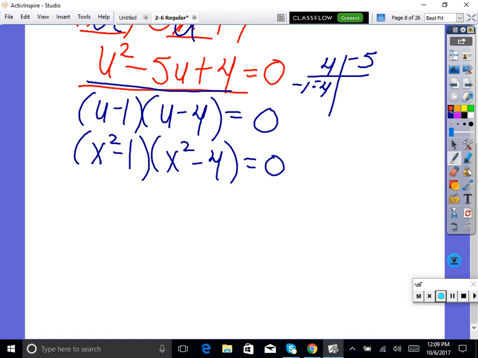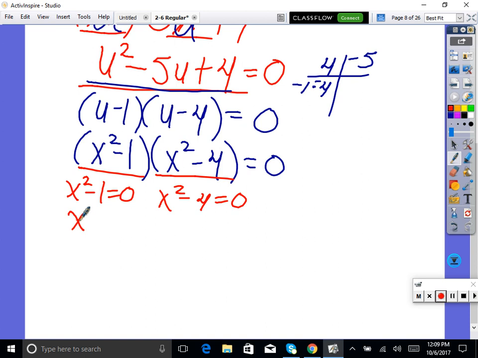Since they're both quadratic, we can continue to solve. Now we could actually factor that more. That's one way of doing it. Or couldn't we just set each equal to 0 and solve? Which way do you prefer? Okay, x squared minus 1 equals 0, and x squared minus 4 equals 0. Solve for x in each case.